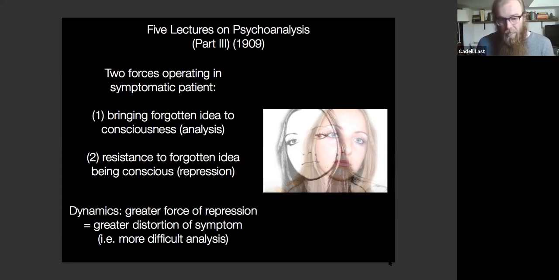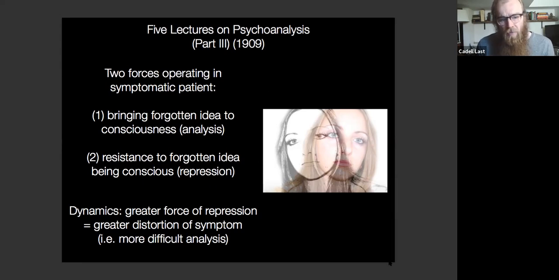The reason being is because with hypnosis, you miss some of the dynamics of the repression and you could have it basically go on unchecked, and you have to work through the resistances with the free association. And so the dynamics of this for an extremely symptomatic patient is the greater the force of repression, namely the greater the resistance to the forgotten idea being brought conscious, the greater the distortion of the symptom. So basically it creates a more difficult analysis.